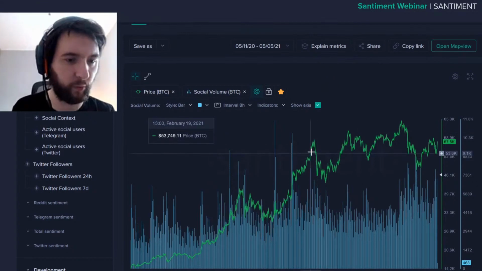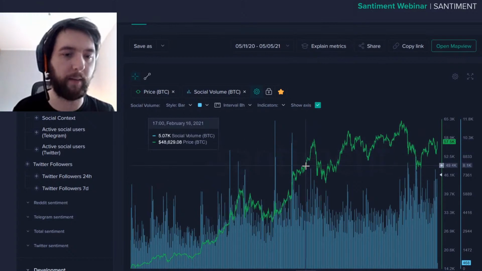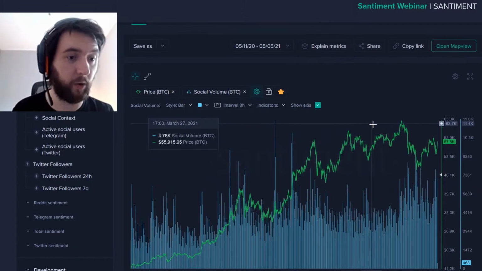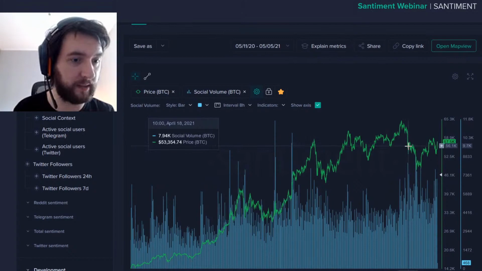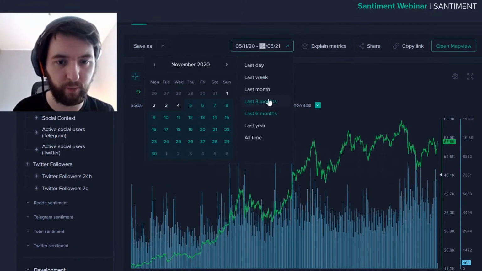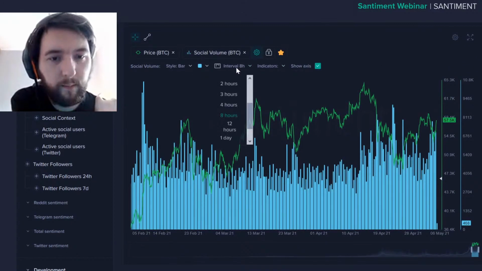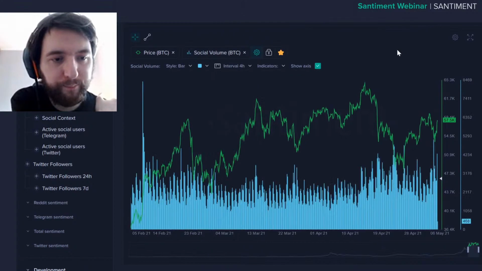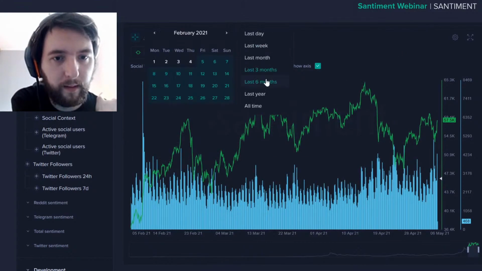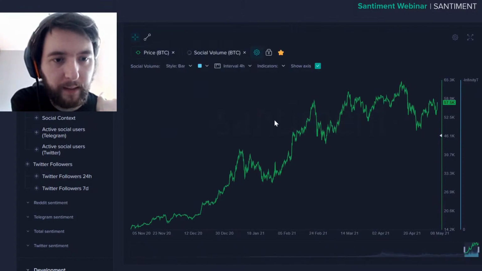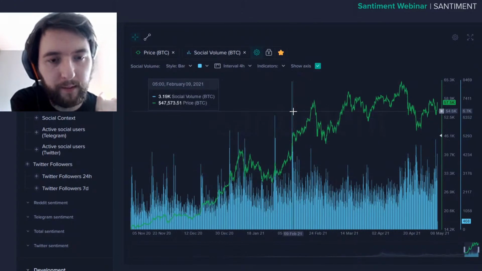And that's why, yes, you will see upticks in social volume during rallies for Bitcoin, like here and here. However, you will also see local bottoms sometimes being earmarked by spikes in social volume. So we see it here, and maybe I can zoom in so you can see it more clearly. I think zooming out is actually more clear, just so you can put it in context.